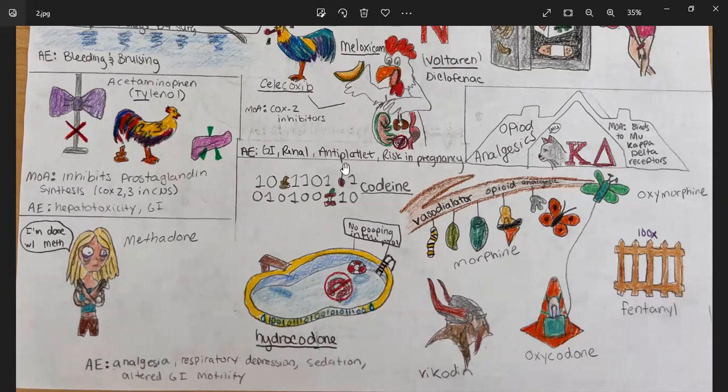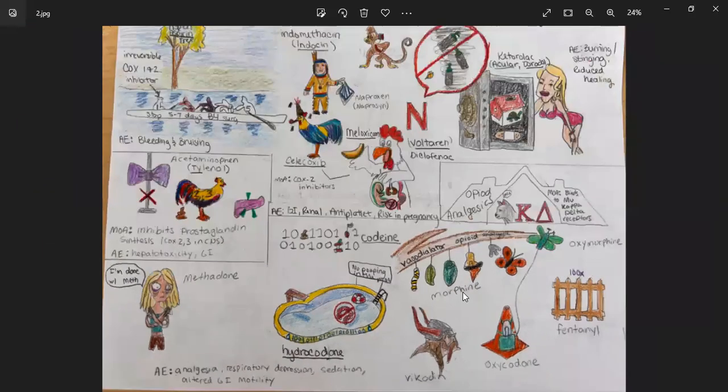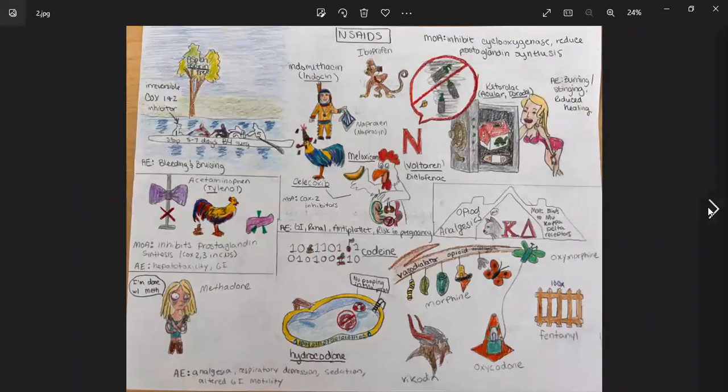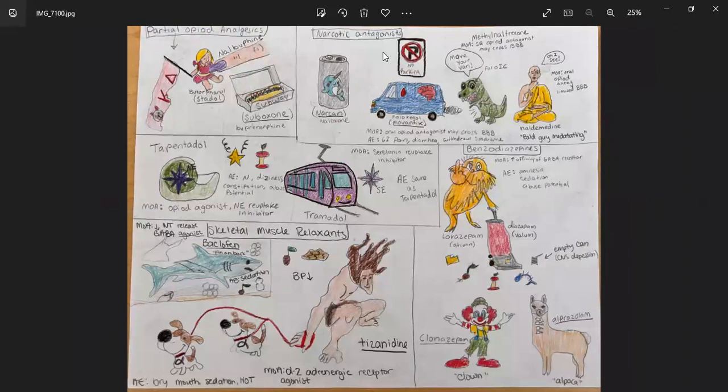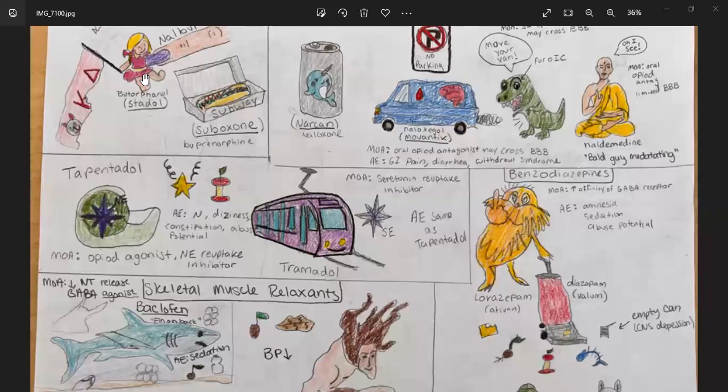Sedation. So we have like a seed right here. And then altered GI motility. And then there's abuse potential. I show that with an apple because they start with the same letter, apple, abuse potential. So that is your opioid analgesics. And so now we'll go on to some what are called partial opioid analgesics.